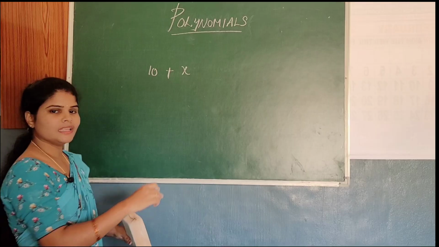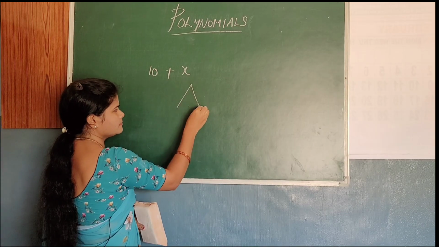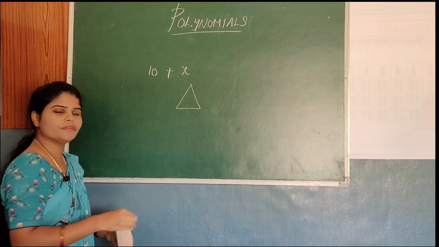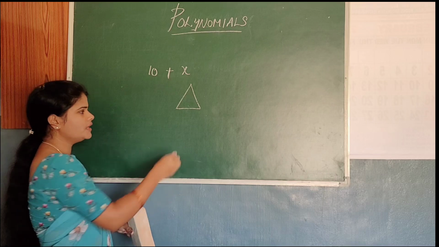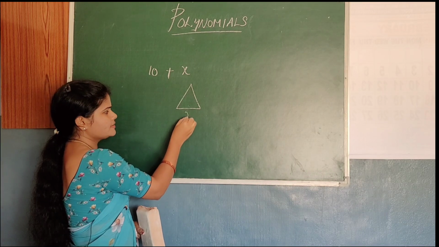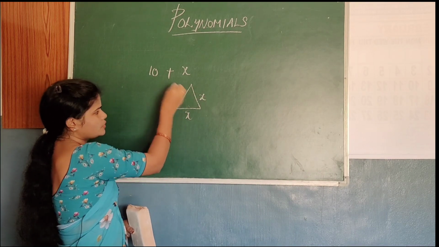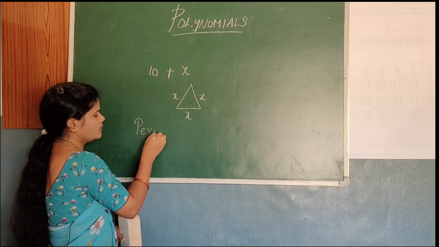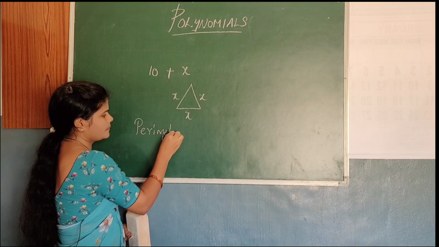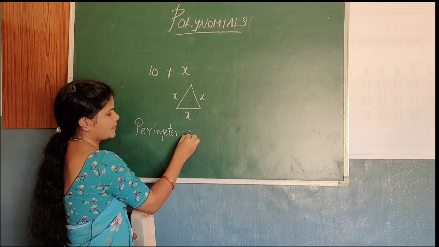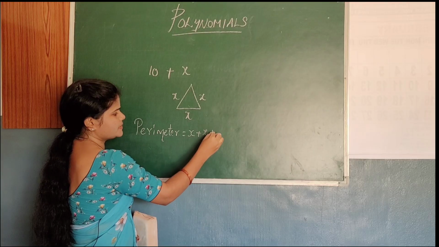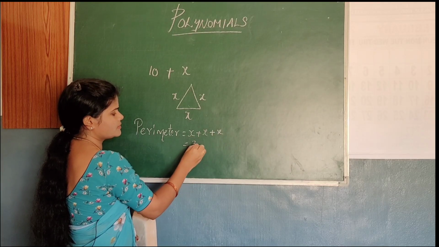If I take an equilateral triangle, the sides of an equilateral triangle are always equal. If I take the side as X, its perimeter will be X plus X plus X equal to 3X.